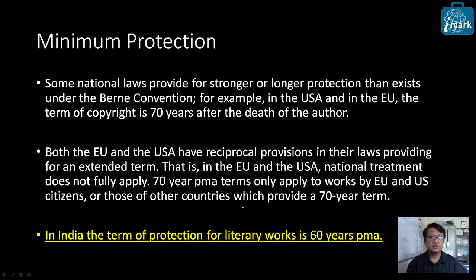It is very difficult sometimes to find out when the author died. That is another issue. Some national laws provide for a stronger protection than exists under the Berne Convention. For example, in the United States and the European Union, the term of copyright is 70 years after the death of the author. But in our country, in India, it is 60 years from the death of the author. So it is in between. The Berne Convention says 50, some countries go to the extent of 70, and we say 60 years from the death of the author.